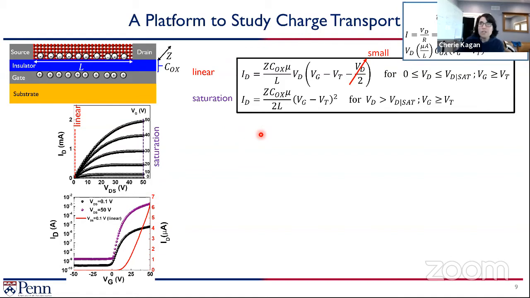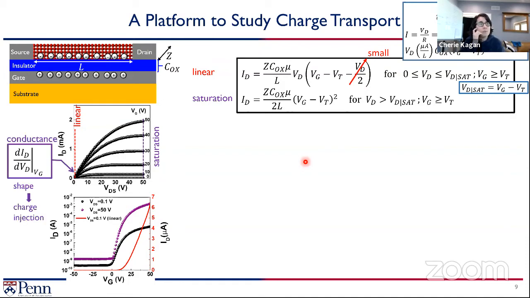And in saturation, what happens is that when the drain bias gets large enough to be as large as the difference between the gate and the threshold, that's the onset point of saturation. So mathematically, if you plug in VG minus VT for every place that you see VD here, you get this equation to describe saturation. It's also famously known as the square law, because the current changes as the square of the voltage. So that's kind of the details of the transistor.